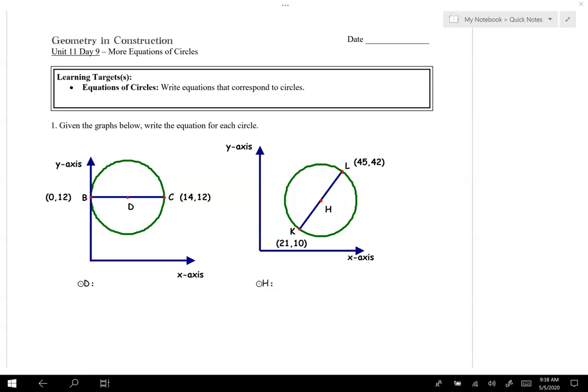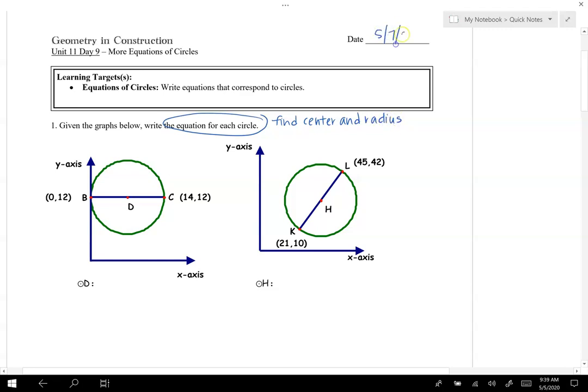So the next level to writing equations, we're going to fold in what we've learned from parts of the year and earlier in this chapter. All right, number one, given the graphs below, write the equation for each circle. Your goal when you write the equation for each circle is to find the center and radius. And then you've got it, right? Every time. It'll be pretty easy to write.